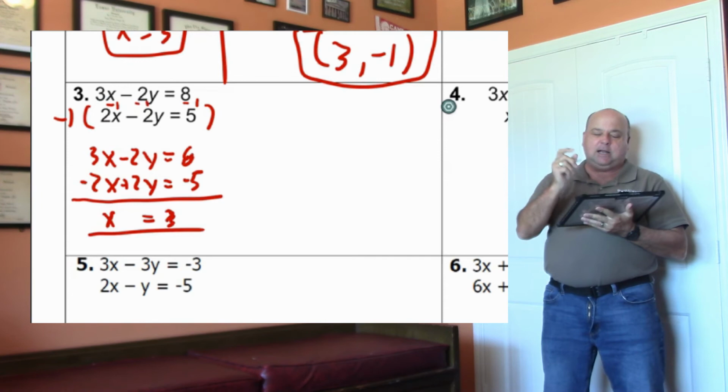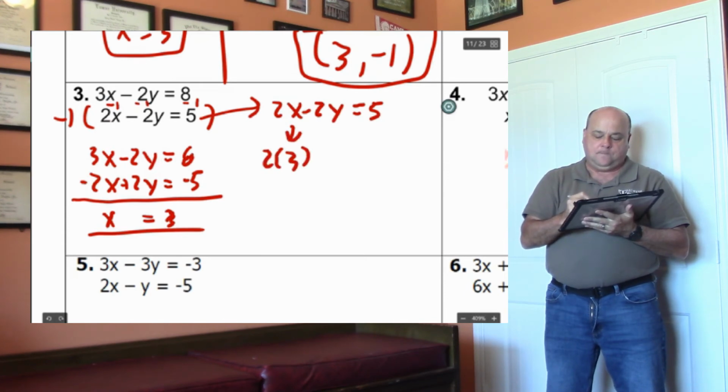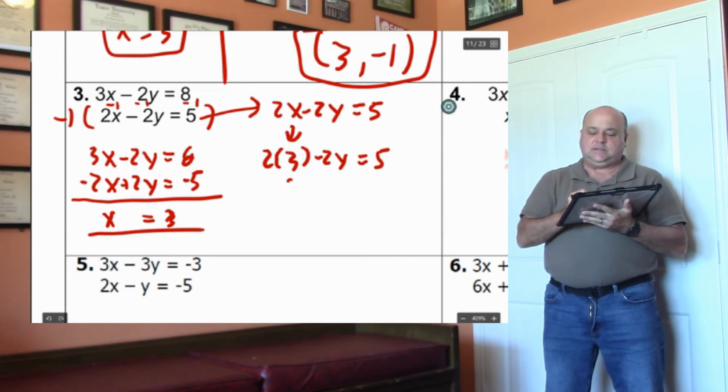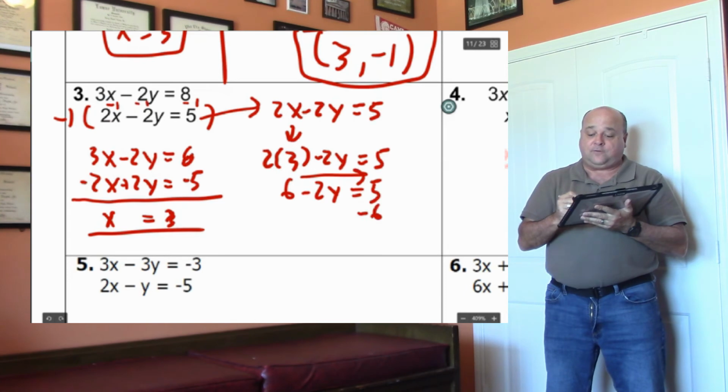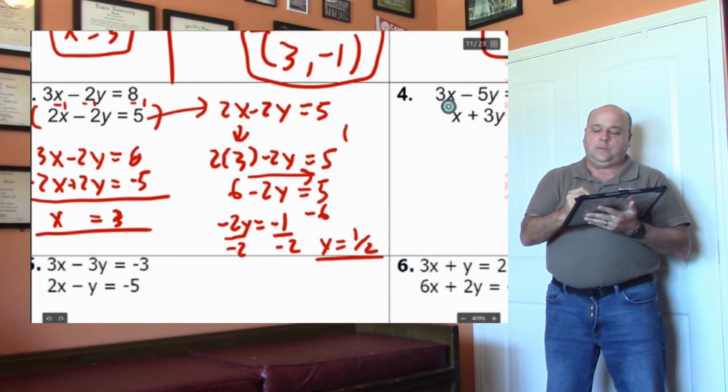I'm going to do the bottom equation. 2x is a little bit smaller. They both have negatives. And I'm going to replace that x with 3. 2 times 3 is 6, minus 2y equals 5. And unfortunately, we're going to get another fraction. I don't know why they're doing that. You're going to divide by -2, and you'll end up with y equals 1/2. So my ordered pair would be 3, 1/2.